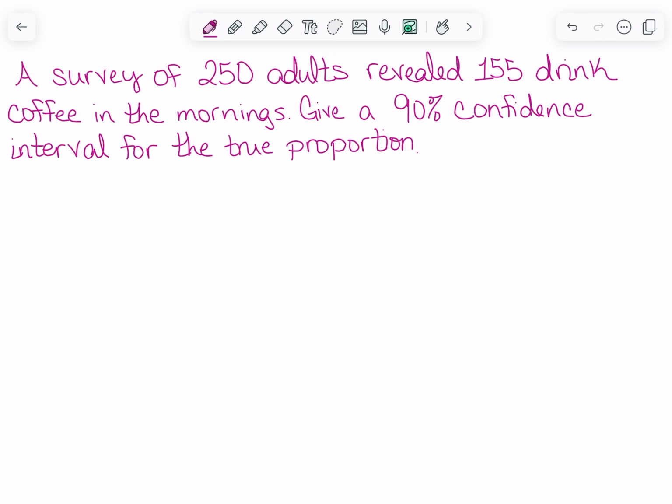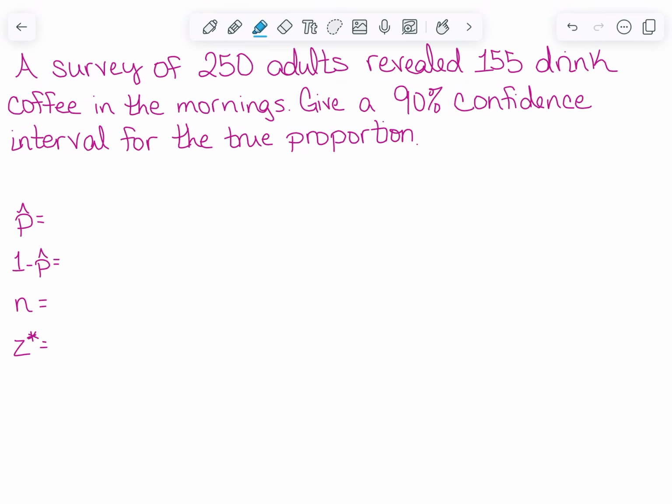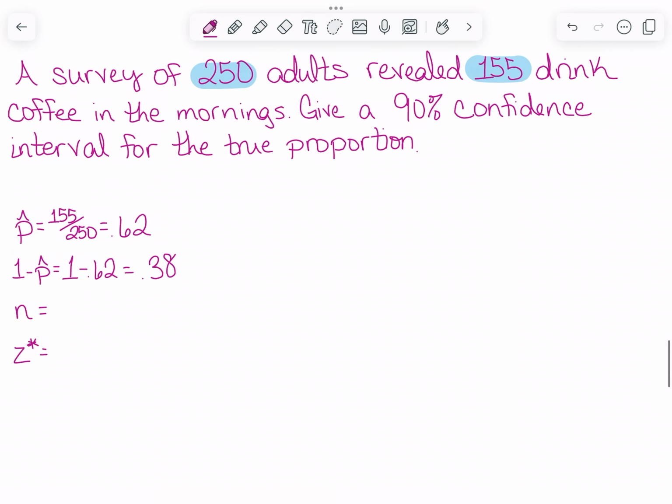The first thing I'm going to do is look at my variables, P hat, Z star, N, and I'm also going to go ahead and look at 1 minus P hat. For P hat, we have 155 out of 250, so we just need to divide these two numbers. This gives us a value of 0.62. We can then use that to find 1 minus P hat. That gives us 0.38.